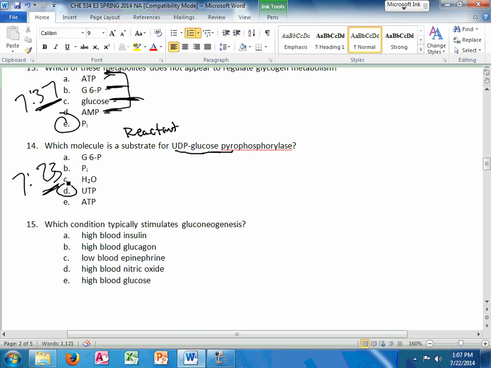Which condition typically stimulates gluconeogenesis? Remember, gluconeogenesis is in the liver, so glucagon is acting only on the liver. It's reciprocally regulated to glycolysis, so if glucagon inhibits glycolysis, it's going to stimulate gluconeogenesis. So insulin would be an inhibitor of gluconeogenesis.